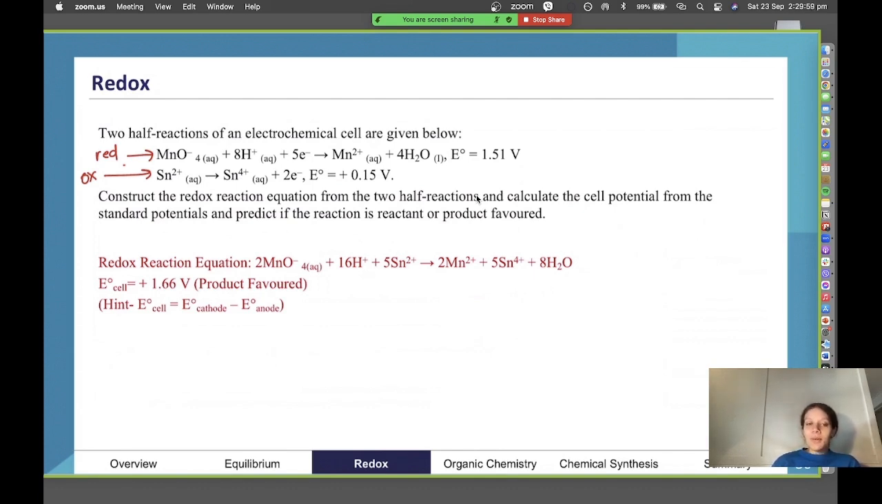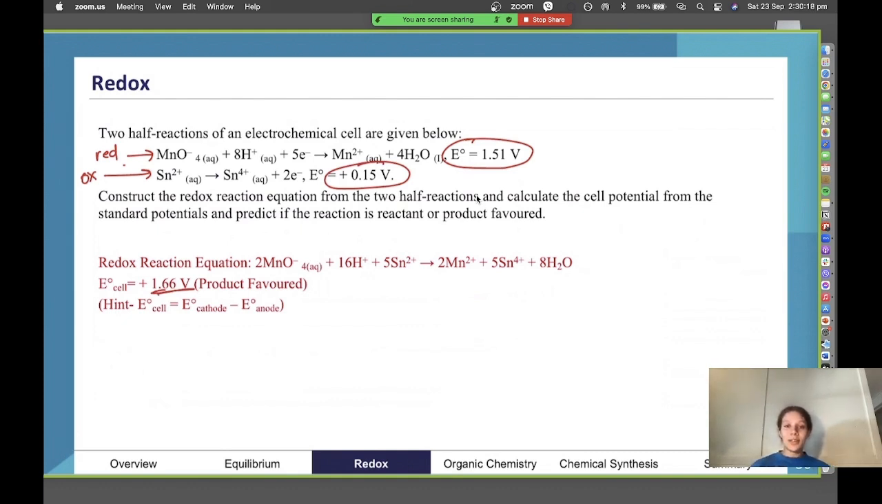Once we combine that, we can calculate our E cell value. So we're going to add the 2 E naught values together. They're already written in the correct direction, reduction and oxidation, so we don't need to do any negative signs or anything crazy. We just need to add these 2 values to get 1.66 volts.